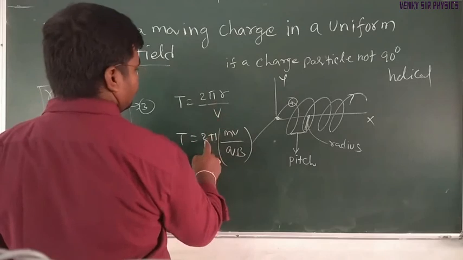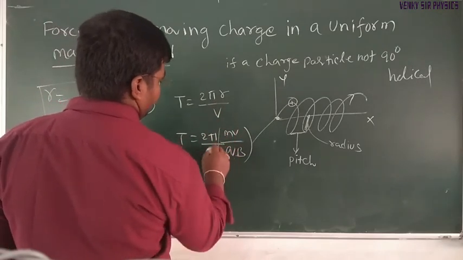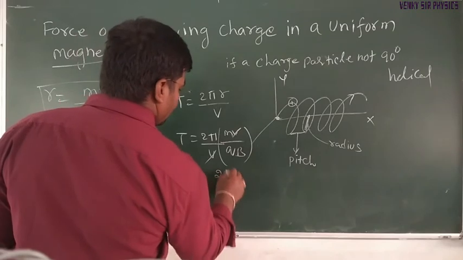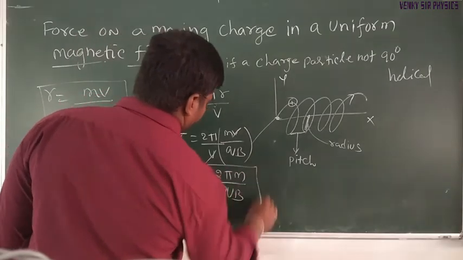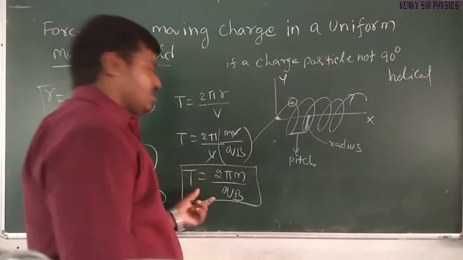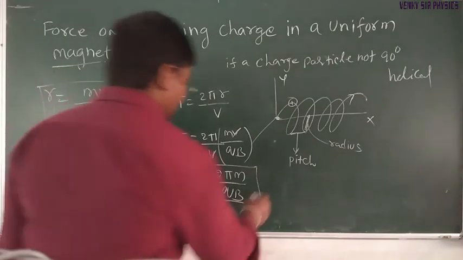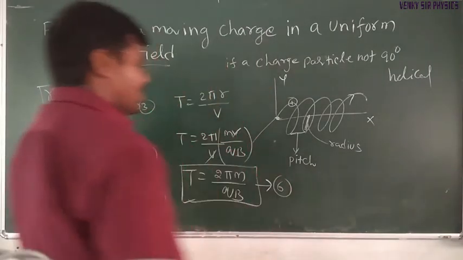2 pi into mv by qv divided by v. V gets cancelled. T is equal to 2 pi m by qB. So this is the time period. We can say this is the time period, equation 6.